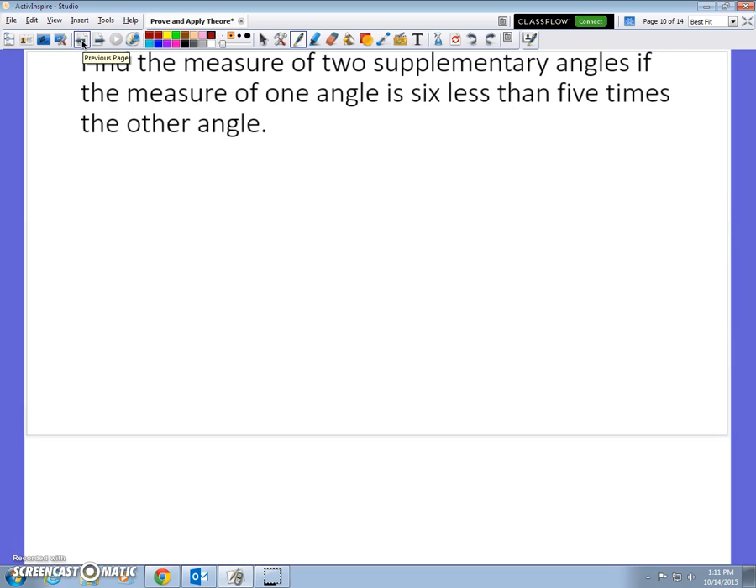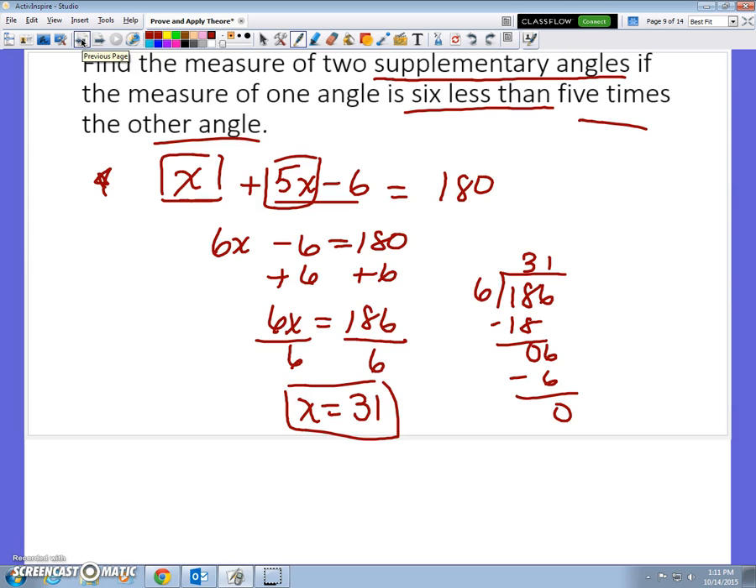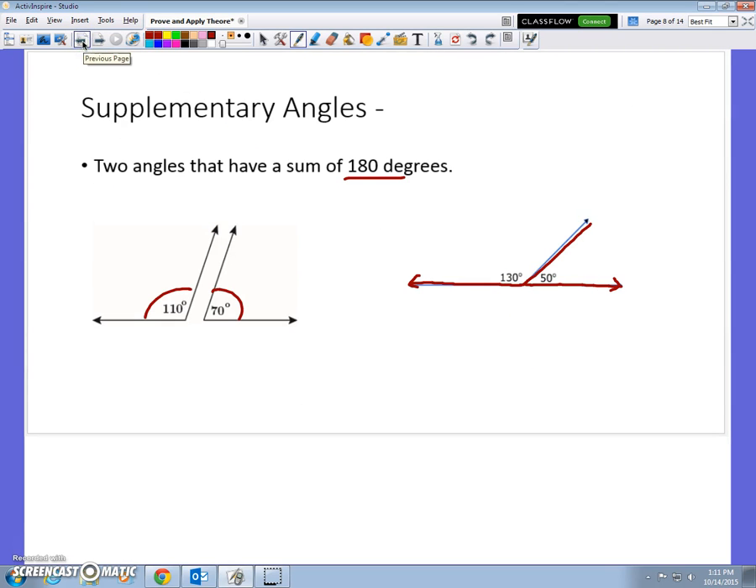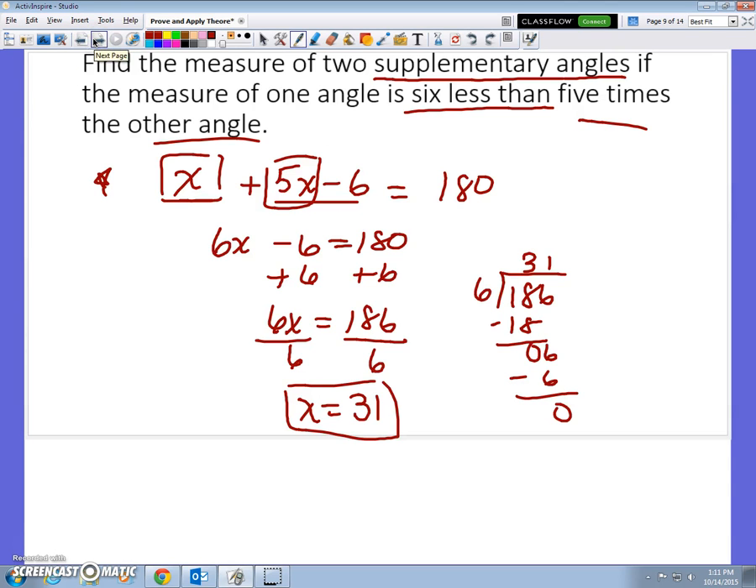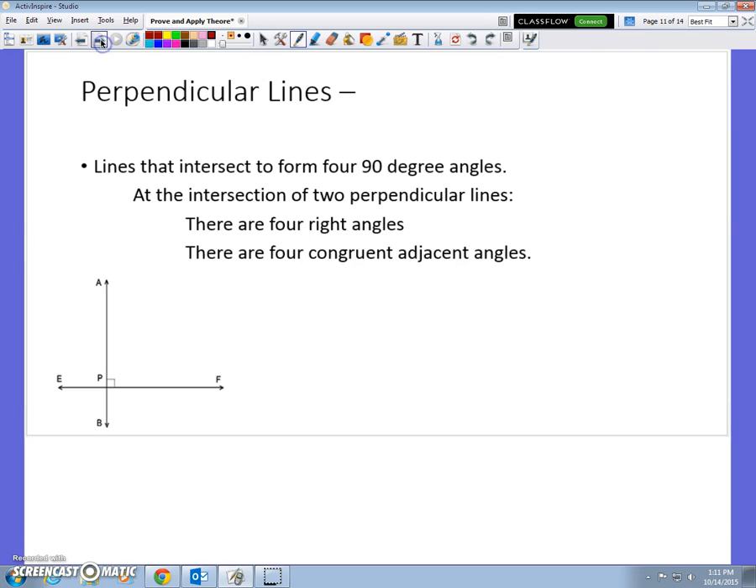Yes, we did. Did I put the same one on there twice? Oops. That's all right. If it said complementary, this guy right here will be 90. The two angles add up to 90. If it said complementary, I must have forgotten something there.